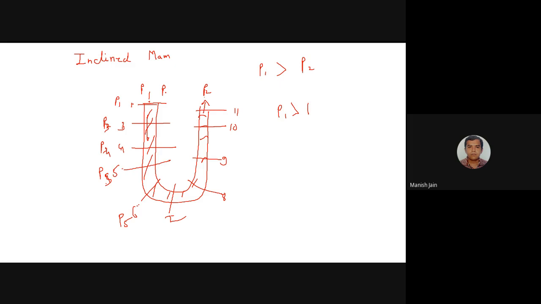So P1 is greater than P3. P4 is greater than P5, है ना? हर पॉइंट पे प्रेशर, यहां पर प्रेशर यहां से ज्यादा है, यहां प्रेशर यहां से ज्यादा है. Each point you have the pressure difference, then only fluid is moving inside the tube. If the pressure is equal in between two points, that means you have no flow.